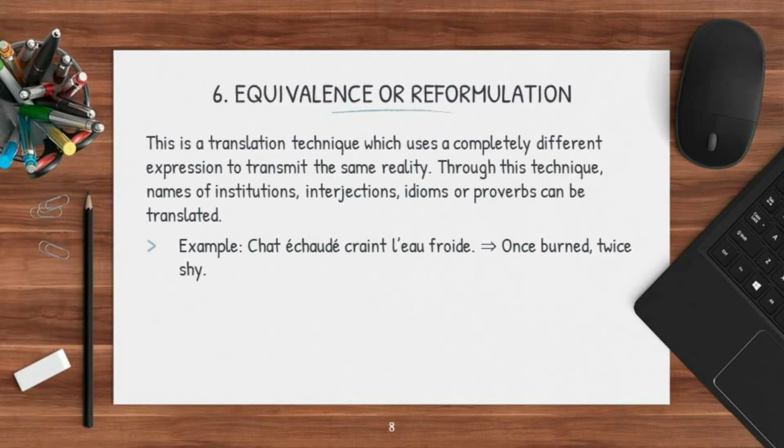6. Equivalence or reformulation. This is a translation technique which uses a completely different expression to transmit the same reality. Through this technique, names and institutions, interjections, idioms, and proverbs can be translated. For example, chat échaudé craint l'eau froide. Formulado quiere decir gato escaldado del agua fría teme.